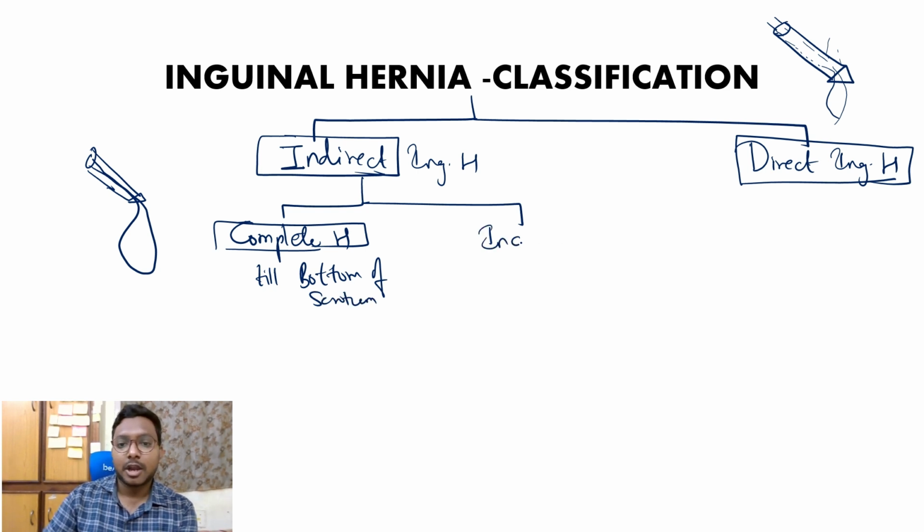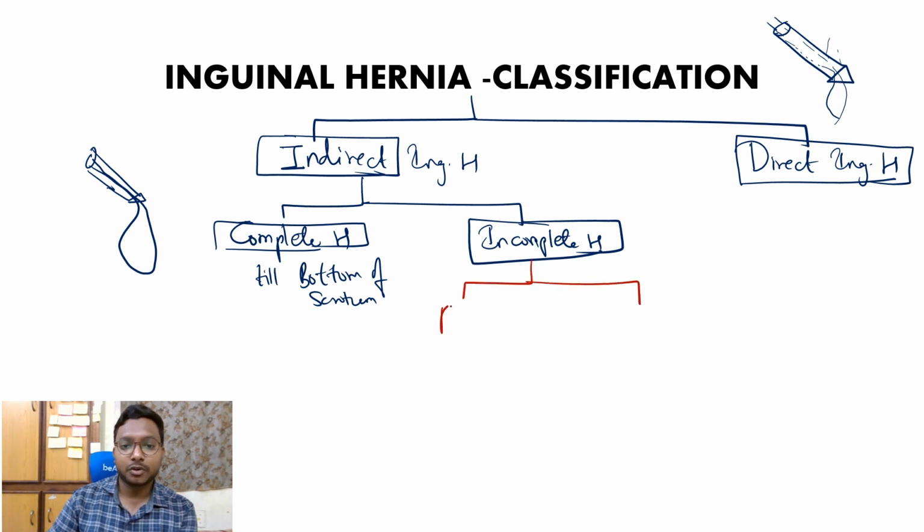Next, another one is incomplete hernia, where it can be confined to the inguinal canal or it can descend just into the superior aspect of the scrotum. So I'll just write down here. It can again be of two types, where the first one is called bubonocele and the second one is called funicular hernia.